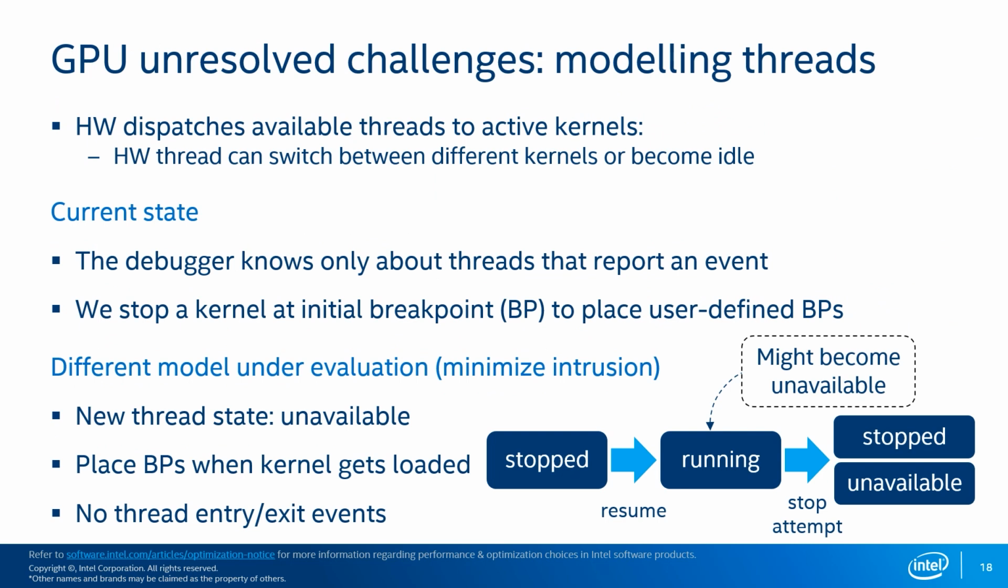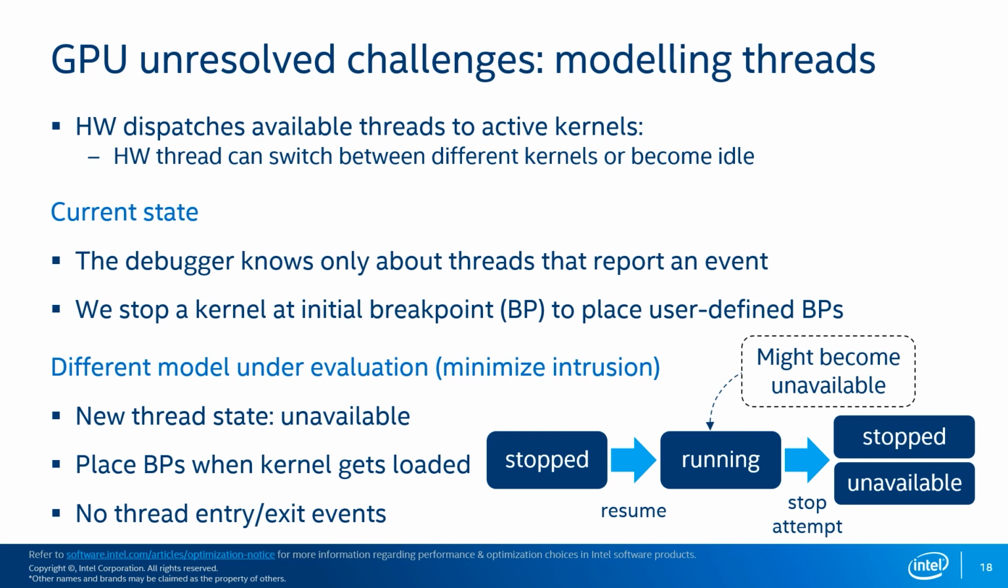The next challenge is still under investigation, and it is scalability concerns for modeling device threads. On CPU, threads are created by a process and they remain with this process until they are destroyed. It is different for GPU. The hardware dispatches available threads to active kernels, and then a thread can switch between different kernels or it can become idle. As there is a chance that this happens quite frequently, we require an efficient way to model thousands of device threads and support this behavior.